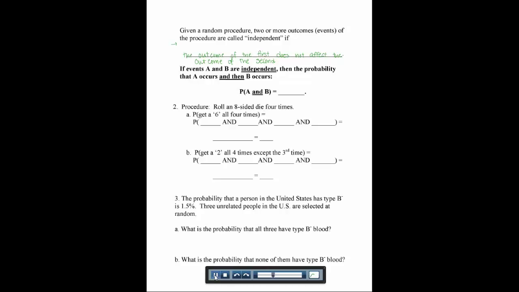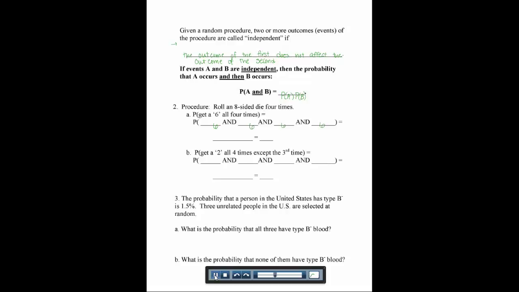Now, when two things are independent, the probability of A occurring and then B occurring, we multiply their probabilities. That's why it's called the multiplication rule. So the probability of A and B is the probability of A times the probability of B. Let's say we roll an 8-sided die 4 times, and we want to know the probability we get a 6 all 4 times. Another way of saying that is the probability we get a 6, and a 6, and a 6, and a 6. The first roll has no impact on the second roll, and so on, so this is an independent case.